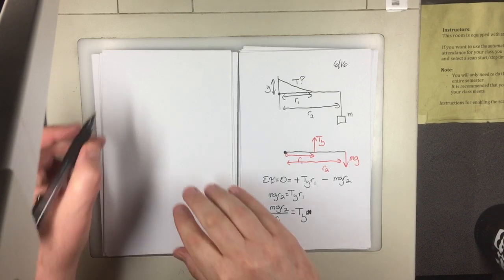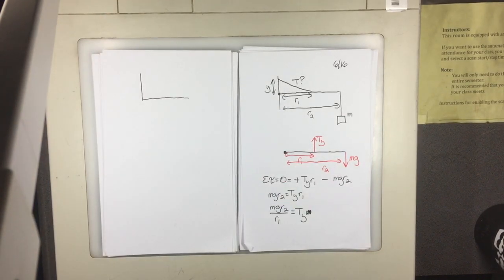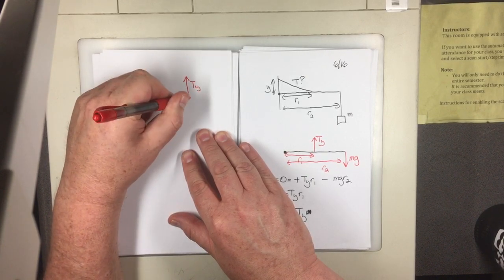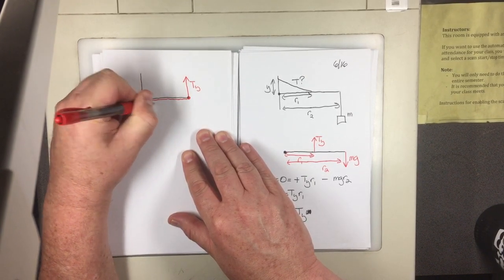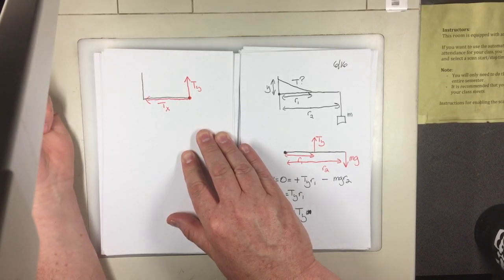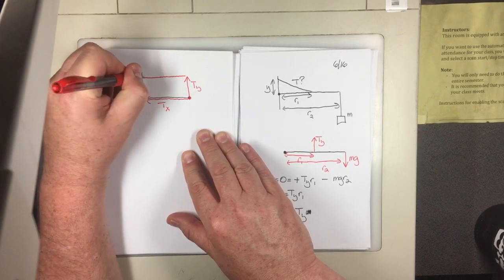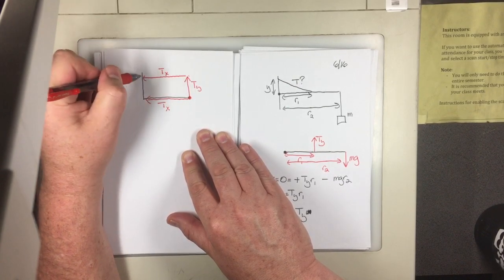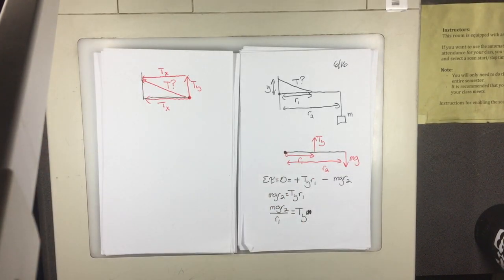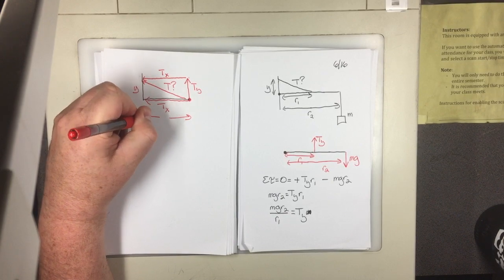The second part of the problem is the fact that this tension, the Ty and the Tx, look like this. Tx plus Ty is equal to the total tension, like we're adding vectors. I'm going to draw this tip to tail so I can move Tx up here. So Ty plus Tx gives me that tension, and that tension is what I'm looking for. This particular length is y, that particular length is r1.